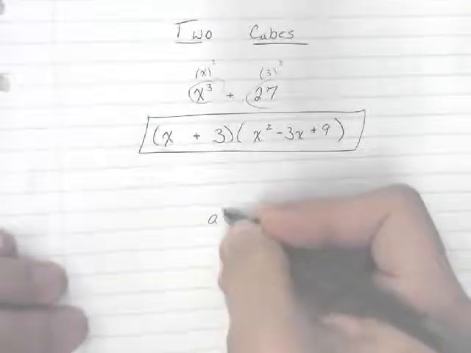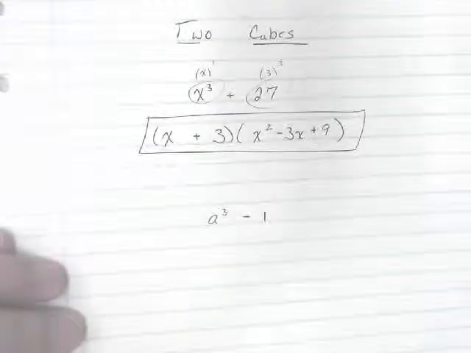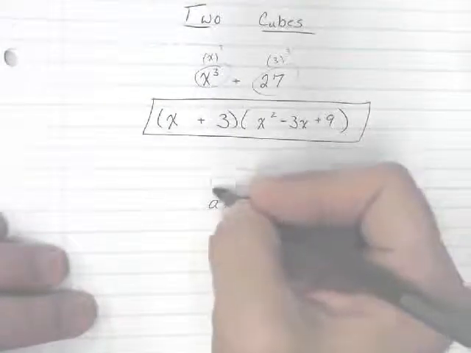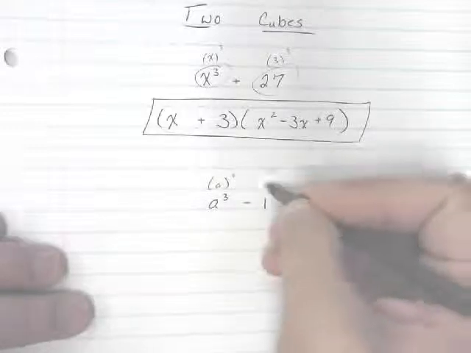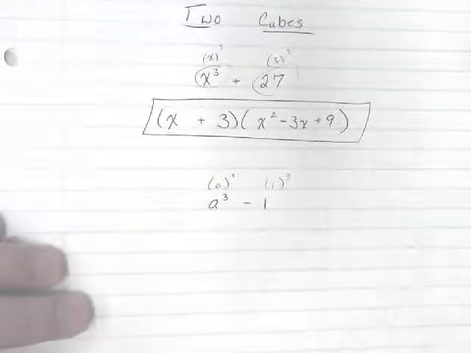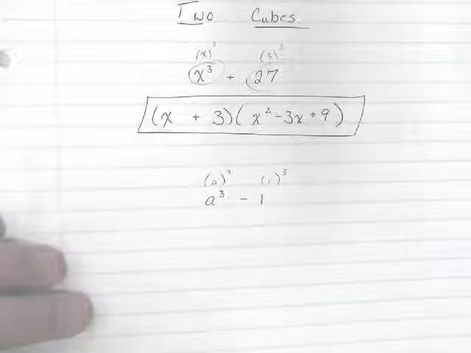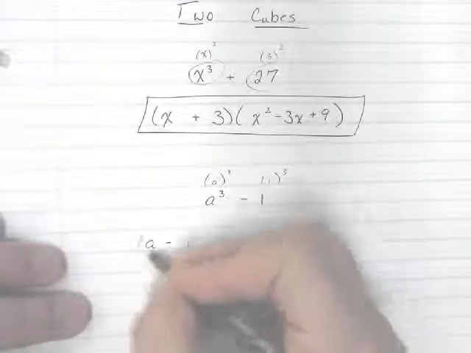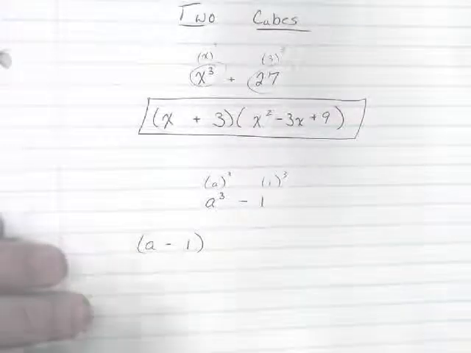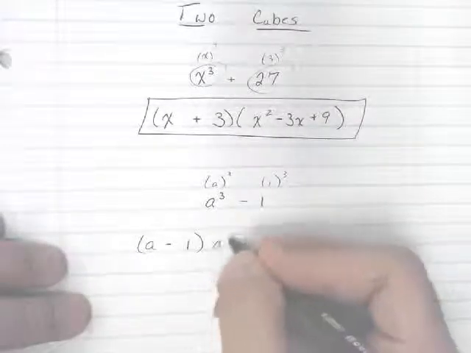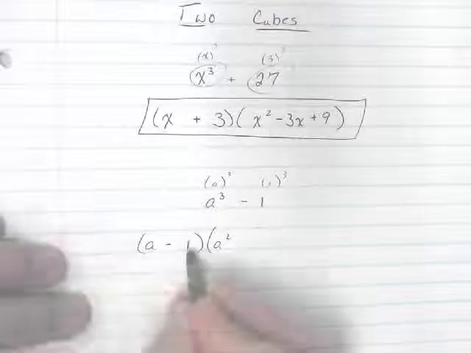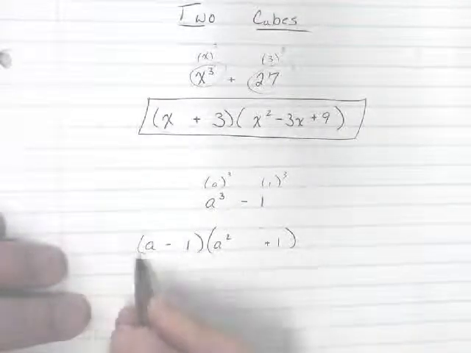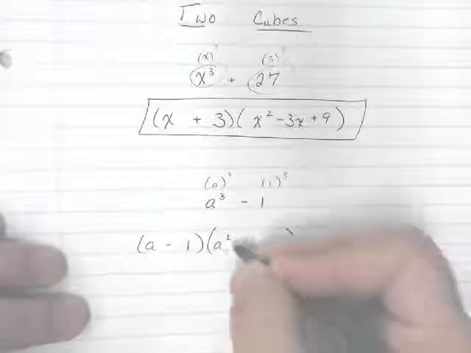So if I have a cubed minus 1, okay, I'm going to identify that that is two cubes again. It's just a cubed and 1 cubed. Alright? And then I'm going to think about my song: cube root, write the same sign. Square it. Square it. Multiply them together. Write the opposite sign.